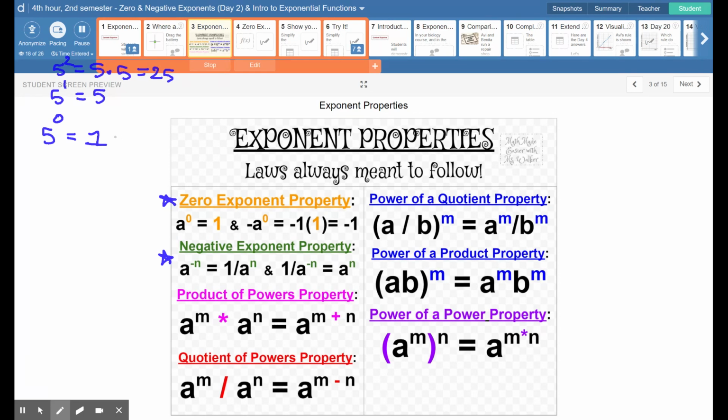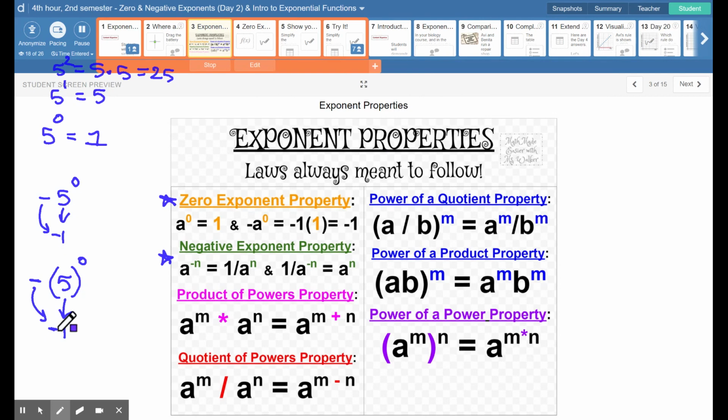Now, sometimes it becomes a negative 1 if there are no parentheses included. So like negative 5 to the 0. That means that 5 to the 0 is 1, but this negative needs to be dropped down. Or if we have a negative on the outside of the parentheses, once again, 5 to the 0 is 1, and then the negative sign gets dropped down. So that's really the only two cases where you would get a negative 1 if the exponent of 0 is involved.